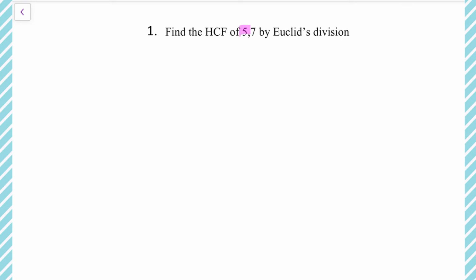Find the HCF of 5, 7 by Euclid's division. So first, how we do normal division, the same way we need to continue. Small number to the left side and bigger number in the middle. 5 ones are 5. Do subtraction.